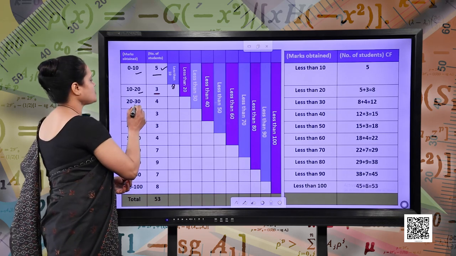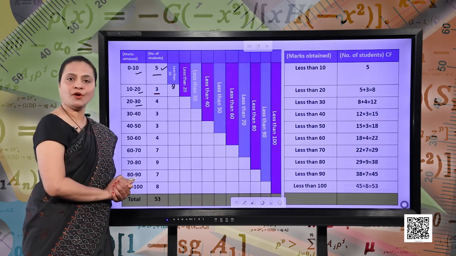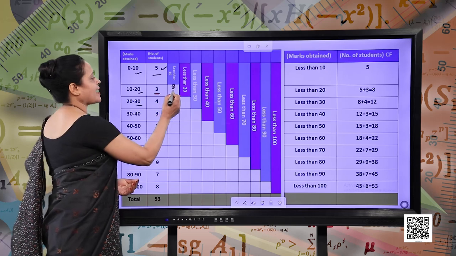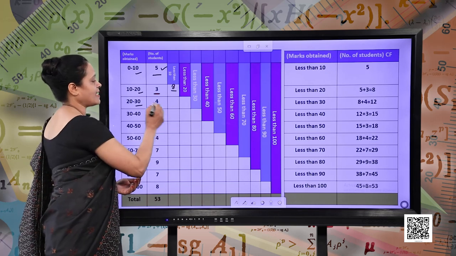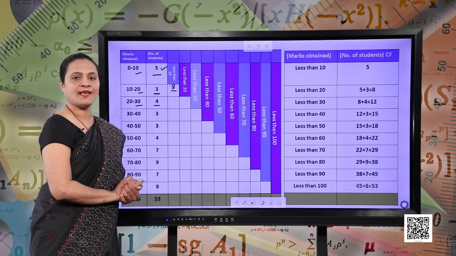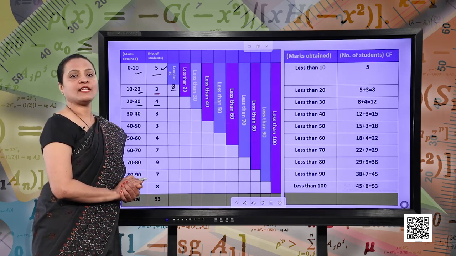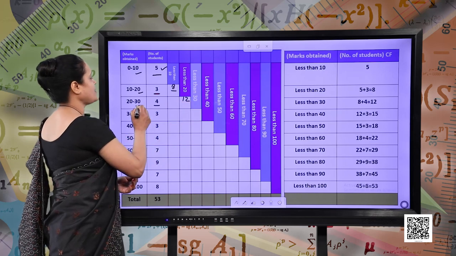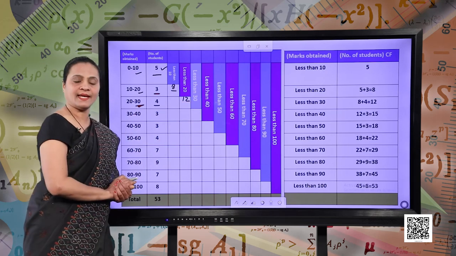Then, how many students are there who have scored marks less than 30? It will include these 8 students as well as these 4 students. So, the total will be 8 plus 4, that is 12 students who have scored marks less than 30.